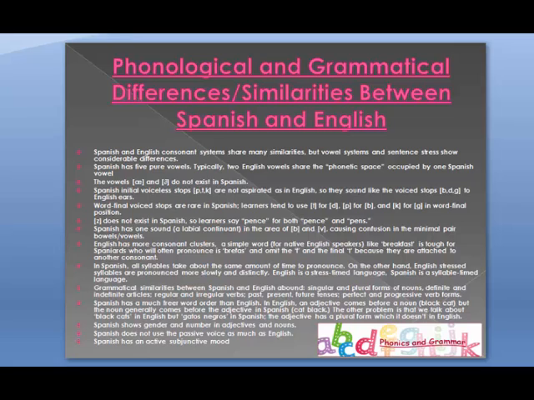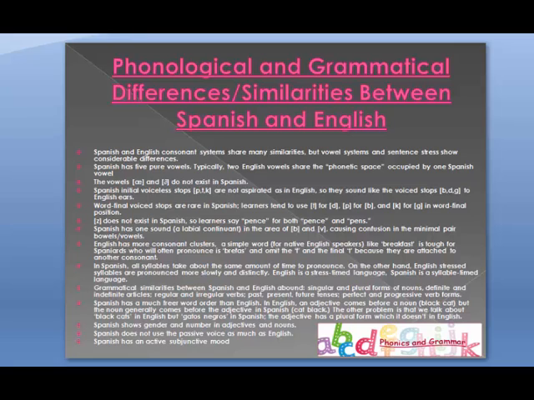Following are the salient phonological and grammatical differences and similarities between Spanish and English, based on Coe 1987. Number 1. Spanish and English consonant systems share many similarities, but vowel systems and sentence stress show considerable differences.